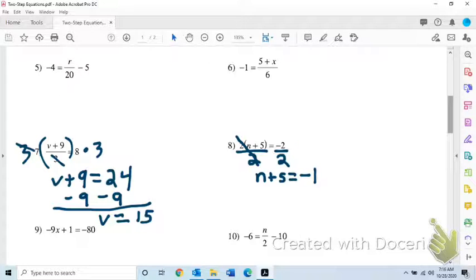So now we have n plus 5 equals negative 1. How do we get rid of a plus 5? Why, we subtract it. And that gives us n. 5 minus 5 is 0. Negative 1 minus 5 is negative 6.